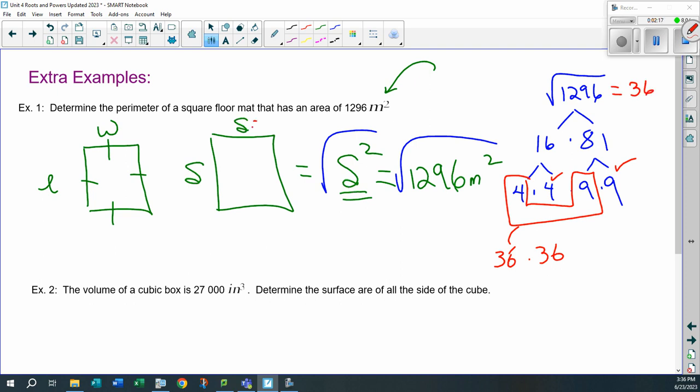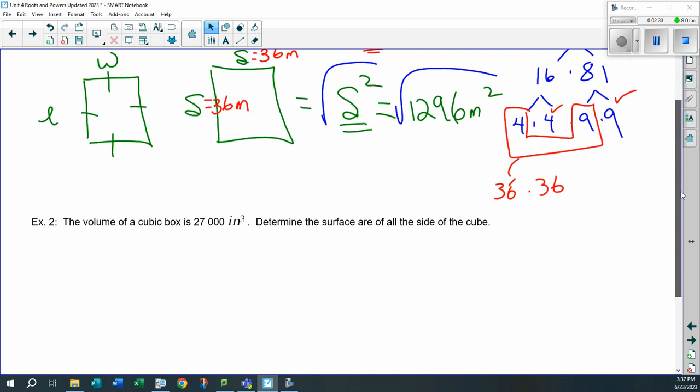So each length is 36 and 36. But wait, don't forget, I gave you a unit, so you better tell me this is 36 by 36 meters. Isn't that a neat way of doing this? It's so incredibly cool. Well, then let's do the same thing for the volume of this cubic box.